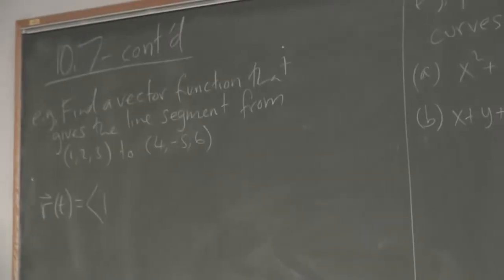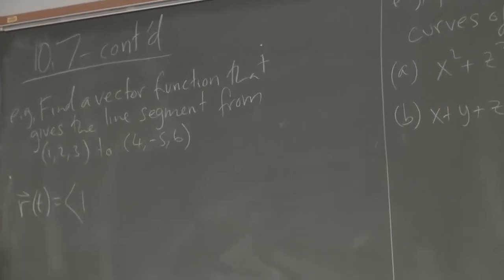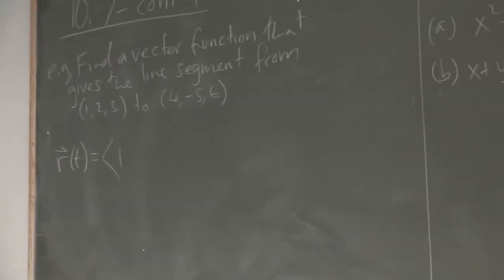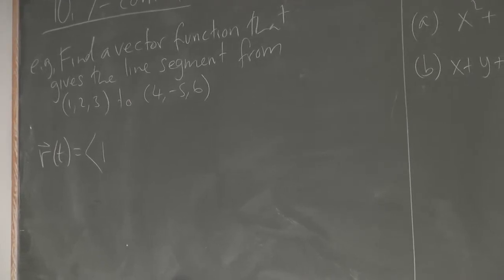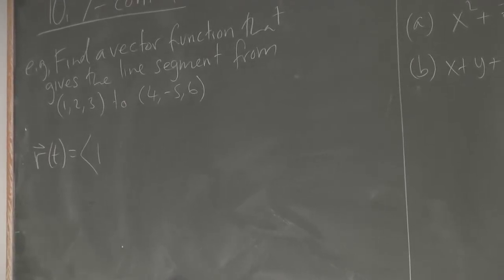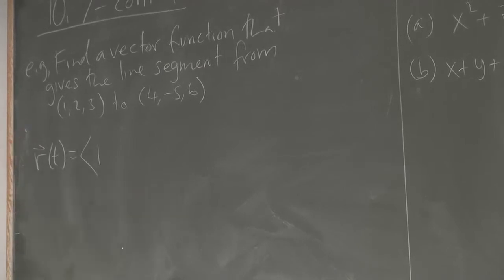So yeah, what are the components here? It's 1 minus t, 1, 1 minus t. Oh, you're doing it from the book. Yeah. Okay, give me the final answer. What would it look like?